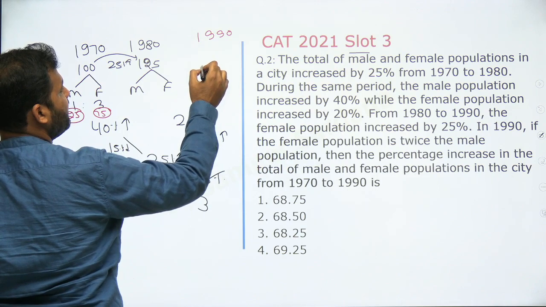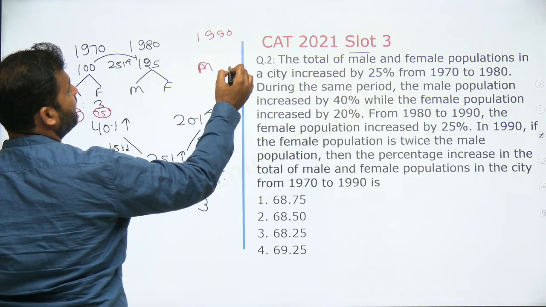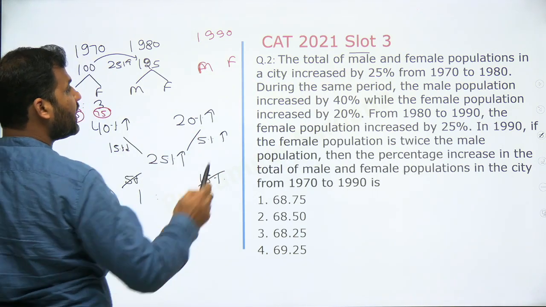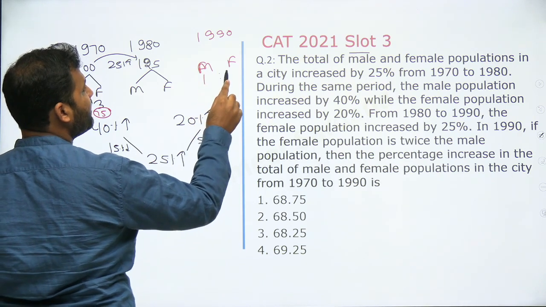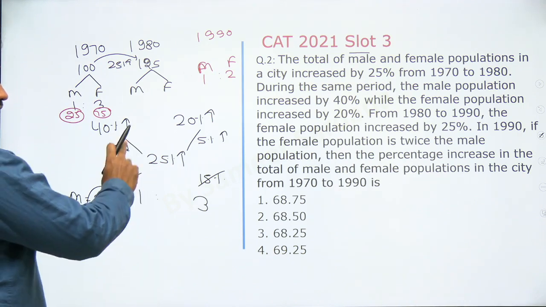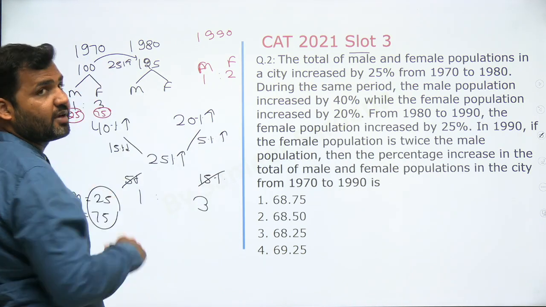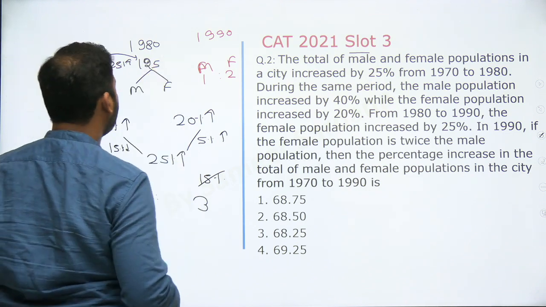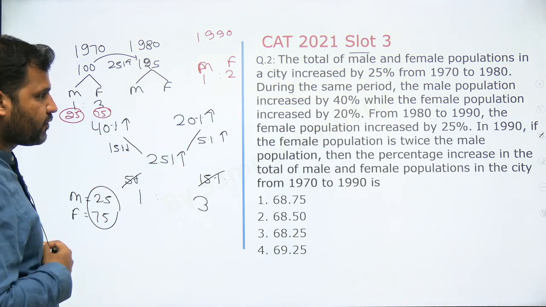1990 में फीमेल पॉपुलेशन, फीमेल पॉपुलेशन इज ट्वाइस द मेल पॉपुलेशन. मतलब 1 मेल के सामने देयर आर 2 फीमेल्स, राइट? And we are supposed to find out the percentage increase in the total of male and female as compared to 1970 in 1990, right? Very easy now, very easy.